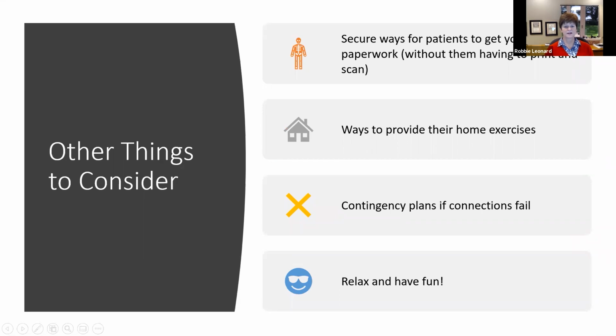Other things to consider when setting up telehealth is a secure way for patients to get you their paperwork. Email's typically not secure. So, do you have an online portal they can use? Do you have a DocuSign type system that's HIPAA compliant that you can use? So just think through that ahead of time for them to get you their history, their consent forms, and all of that sort of thing.